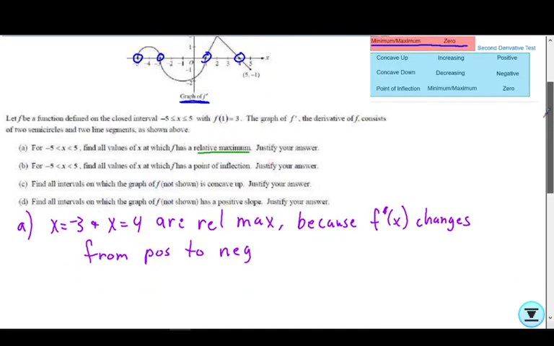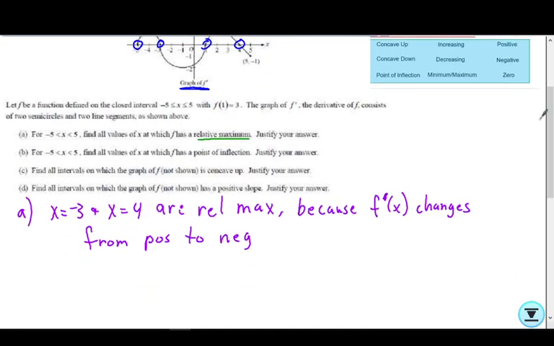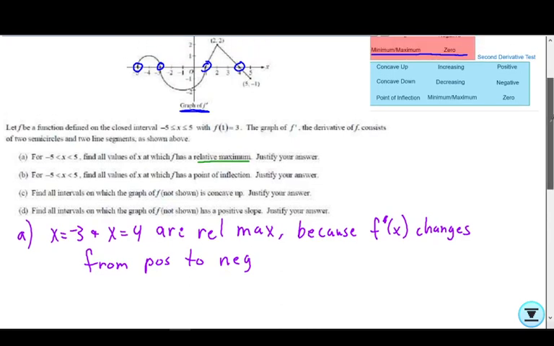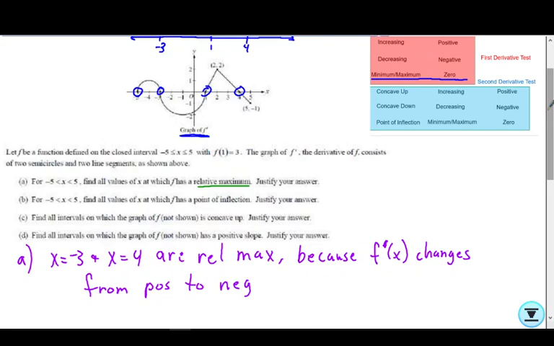Okay, so part B says find all the values at which f has a point of inflection. Justify your answer. Okay, so point of inflection. Okay, so remember, I have the graph of the derivative. I do not have the second derivative. I can't really find the second derivative. I really don't even need to.